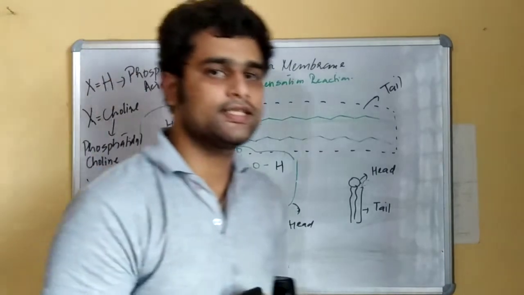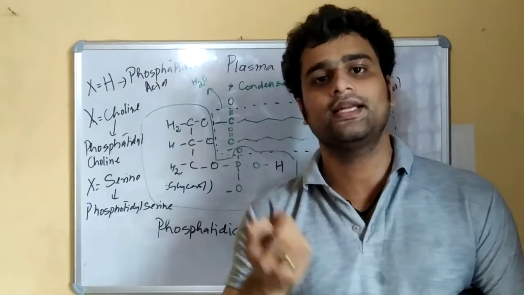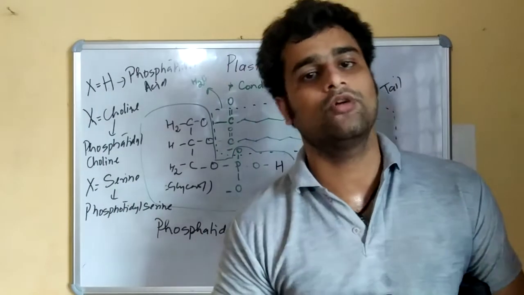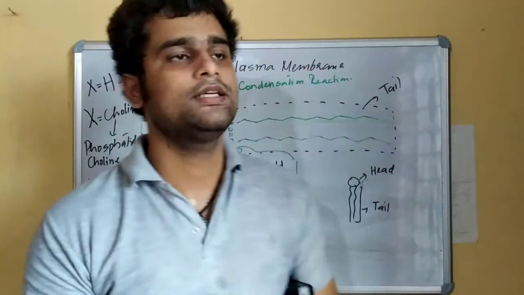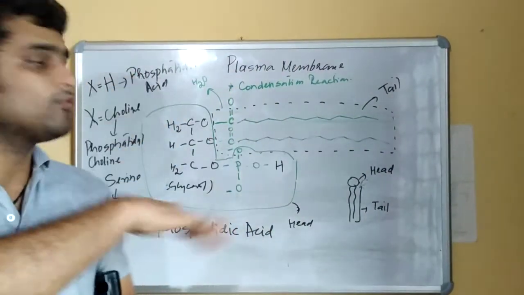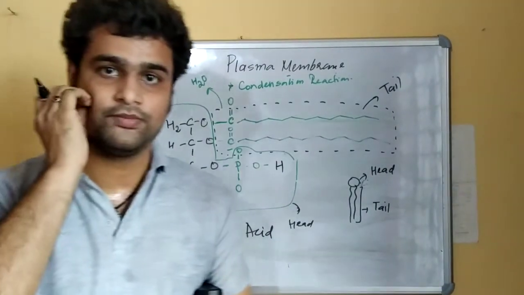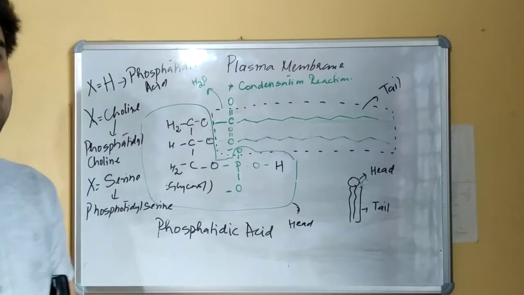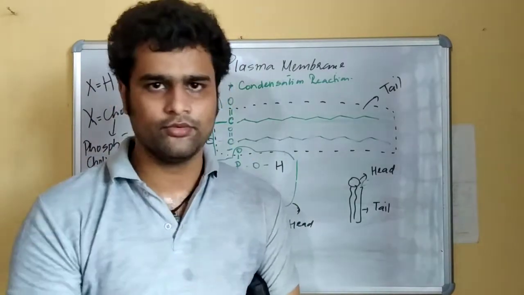So these are certain examples. Depending upon the identity of X, the identity of the entire molecule will vary. If X is simply hydrogen, then what will happen? The entire molecule will become phosphatidic acid, right? I'm talking about glycerophospholipids, okay? If X is choline, then phosphatidyl choline. If X is serine, phosphatidyl serine, and there are many more.